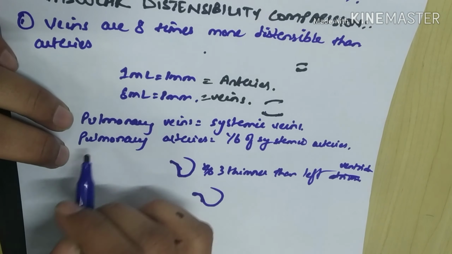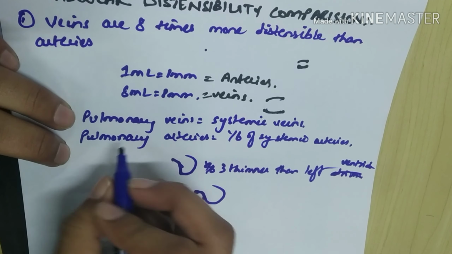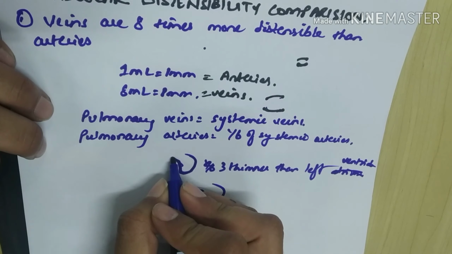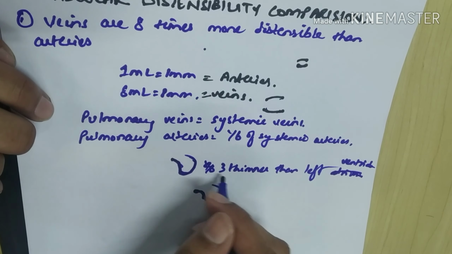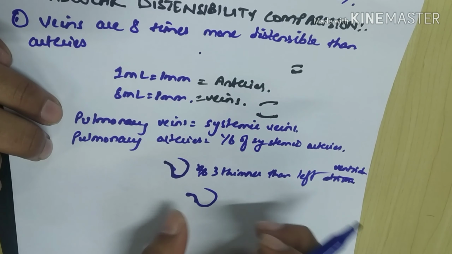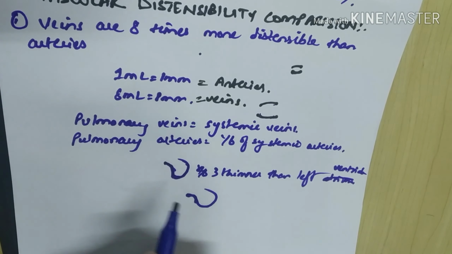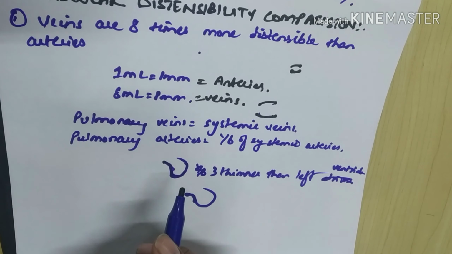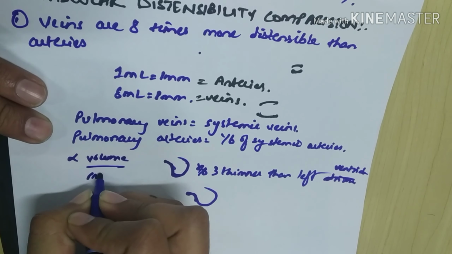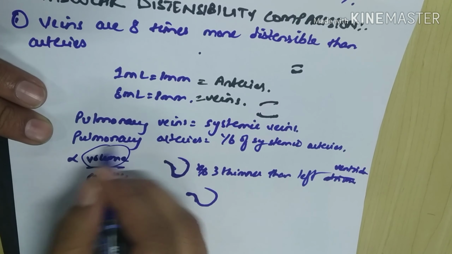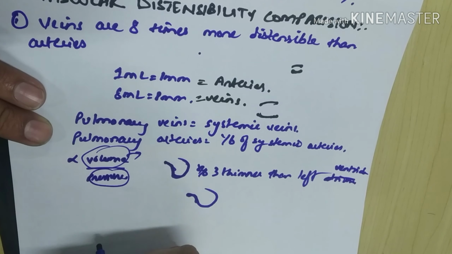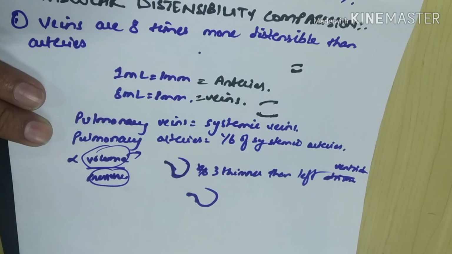Why is it so? Because you can see that there is a right ventricle. It is 3 times thinner than the left ventricle, whereas the left ventricle is 3 times thicker than the right ventricle. So what happens is that distensibility is directly proportional to the volume and inversely proportional to the pressure. The volume is always equal throughout the cardiac cycle, whereas the pressure is the only thing that is changing when we talk about vascular distensibility.